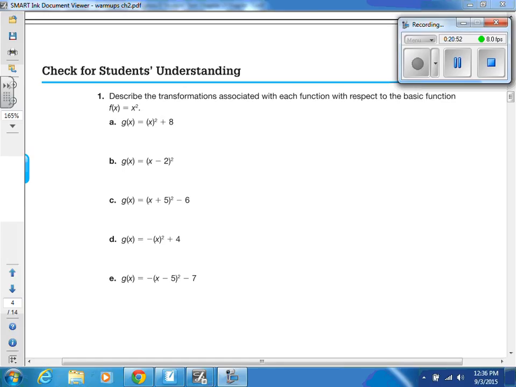Alright, so how about E? Right 5, down 7, then flip. Yes. Right 5, down 7, then flip. So it's basically concavity. Yeah, we can learn it.